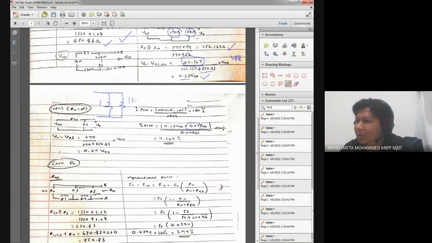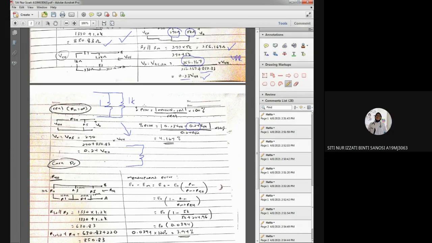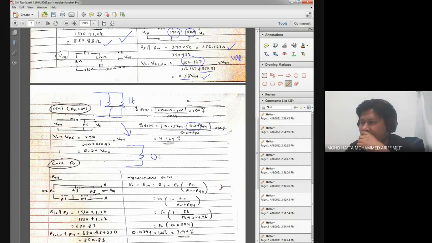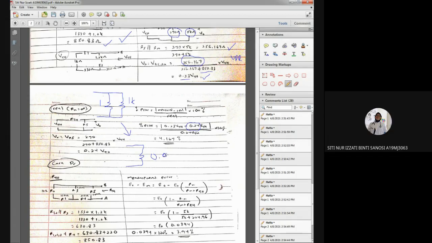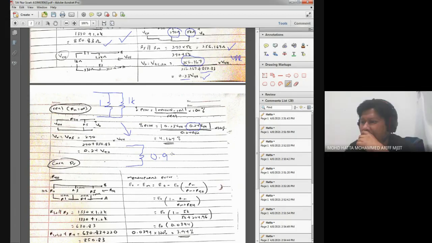One kilo. Okay, can you solve this one? What is the total resistance? What's the value of the total resistance? 0.999. 0.999 what? Ohm. 0.999 ohm.